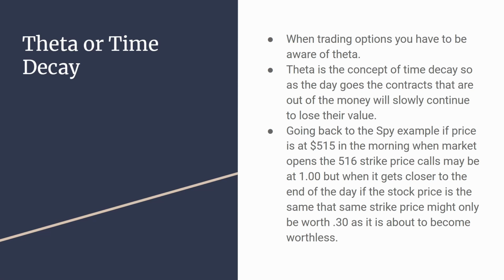So going back to the SPY example, if price is at 515 in the morning when the market opens, the 516 strike price calls might be at $1. But when it gets closer to the end of the day, if the stock price is the same, so it's still at 515, below the strike price, which would be out of the money, they might only be worth 30 cents, because at the end of the day, if they're out of the money, they become worthless and will go to zero. So if you are holding out of the money contracts until the end of the day, you'll just lose everything. If I bought these for $1, at the end of the day, I would have nothing.